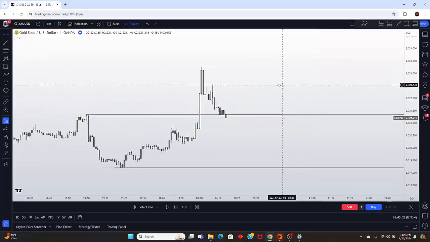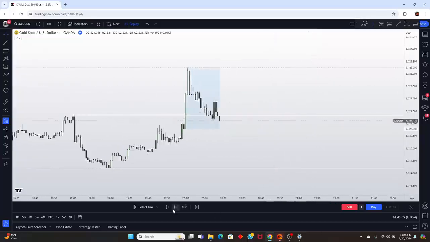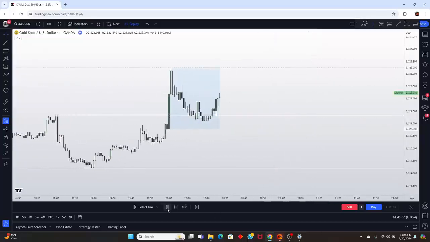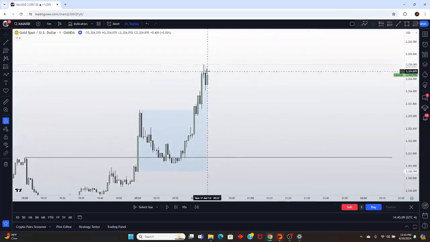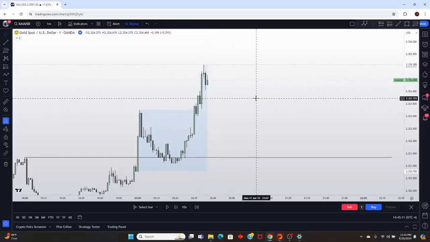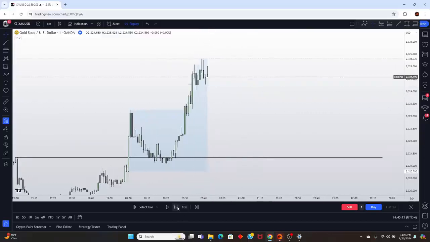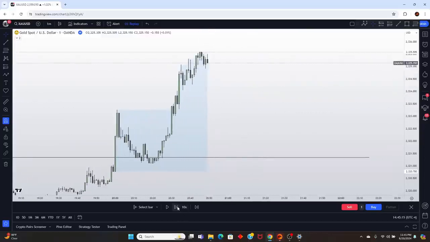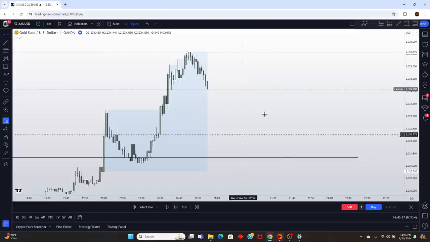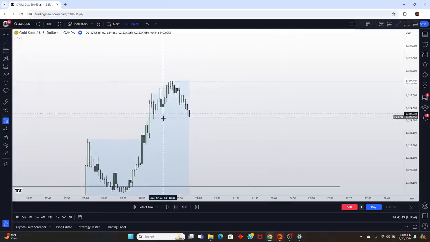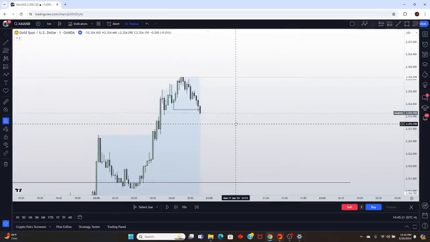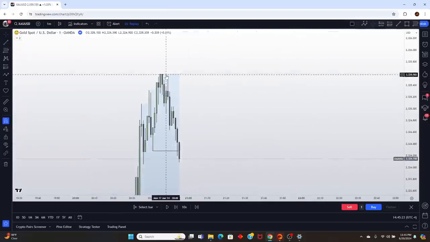I'm going to look for a market structure shift. So far, we don't have it. So we can maybe expect another higher high, higher low, higher high formation. And that's exactly what we get. So if I keep playing this, you can see that just around here, we got our shift in the market structure, right?